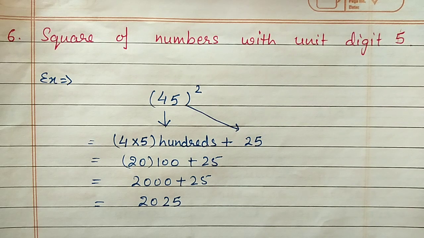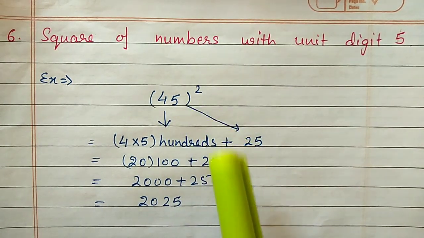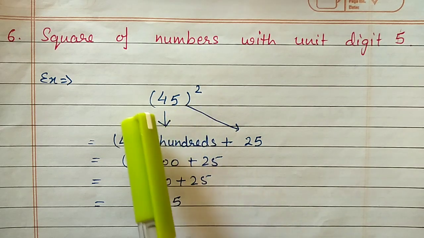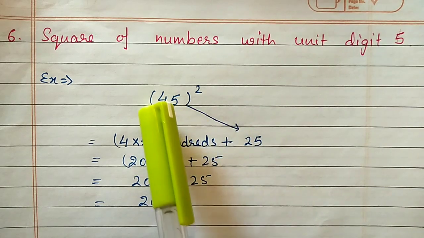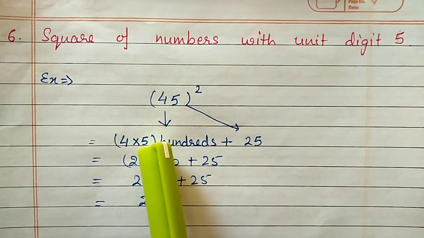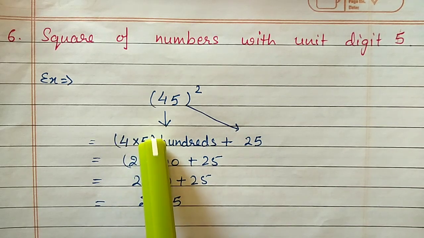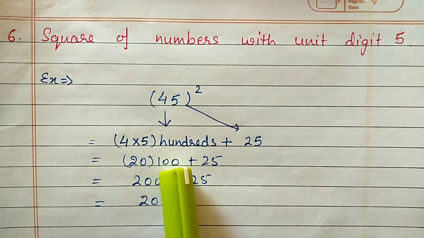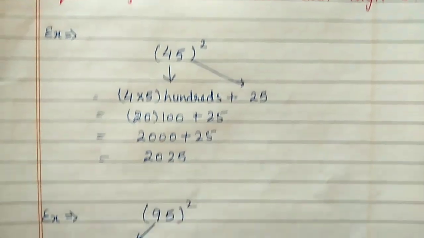Sixth pattern, square of a number with 5 at the unit place. If at the unit place you have 5, in that case we have an easy method to find the square. For this, we take this 5, do the square of that 5, it will become 25, and this number 4 and the next number after 4, which is 5, 4 into 5, and then 100. Multiply with 100. 4 into 5, 20. 20 multiplied by 100 plus 25. So the answer will be 2000 plus 25, 2025.